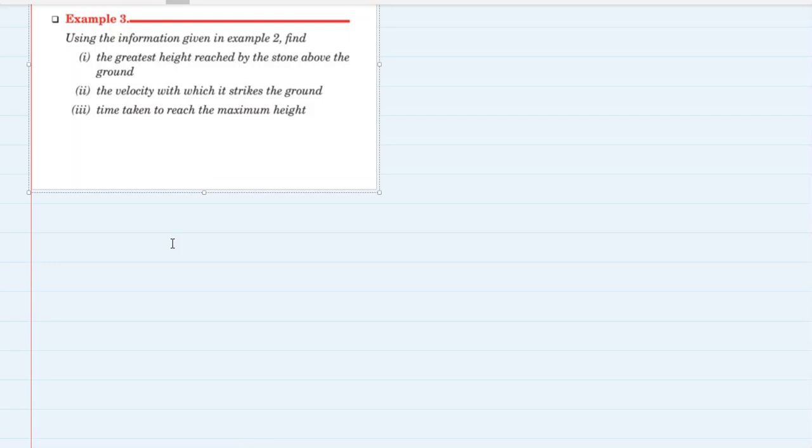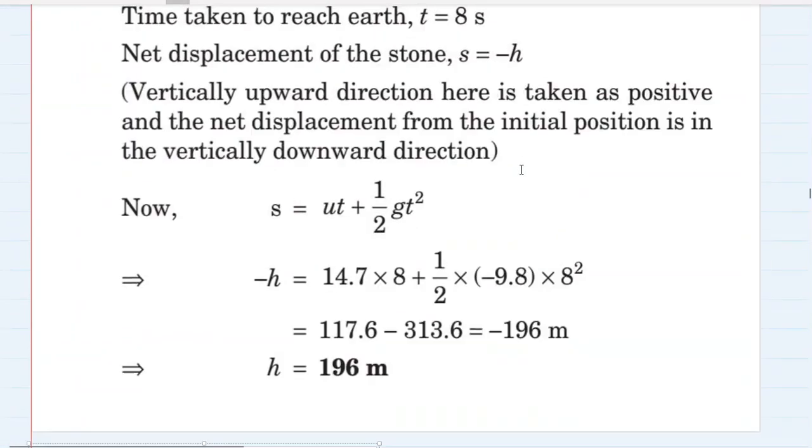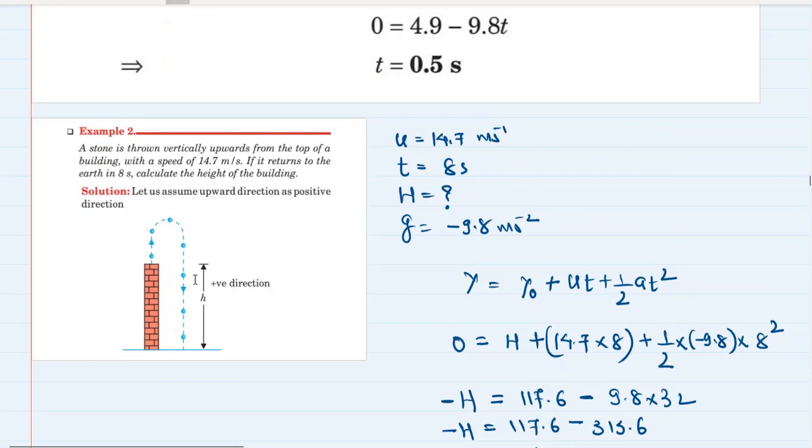Using the information given in example 2, find the greatest height reached by the stone above the ground. Okay, so this is the same example which they are citing, and they want us to find what will be the greatest height which will be attained by this stone. Now see, what we'll do is we'll consider this point as the ground.